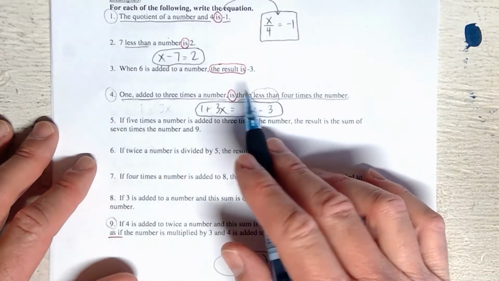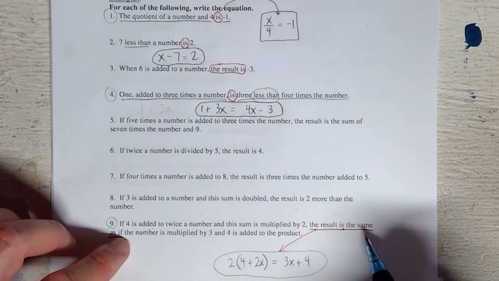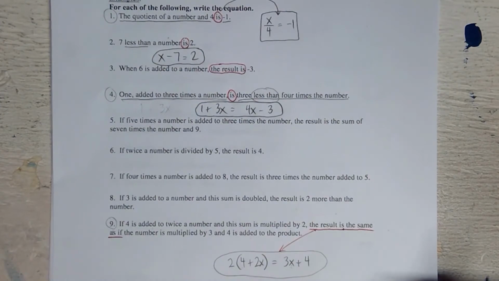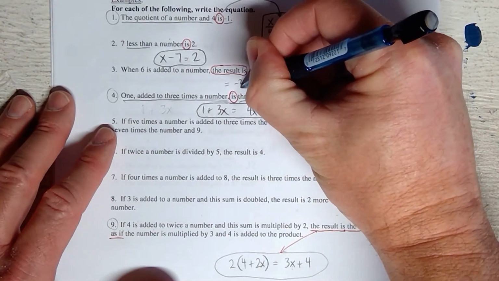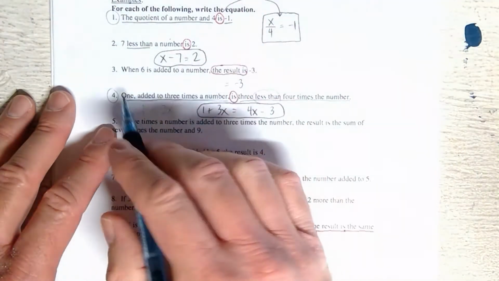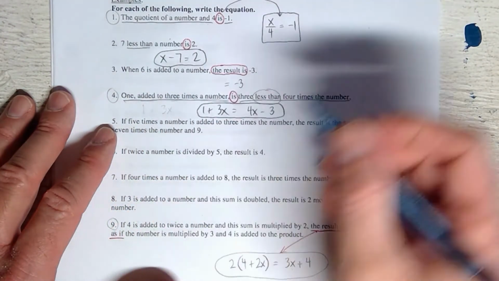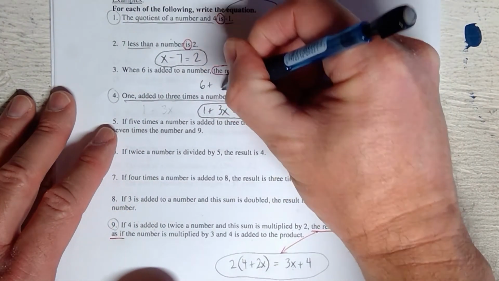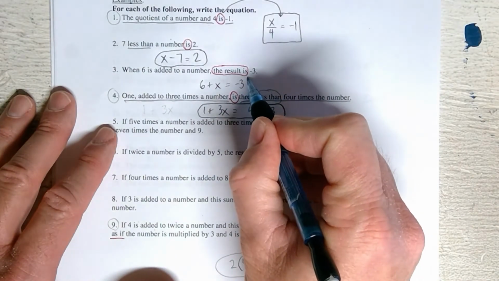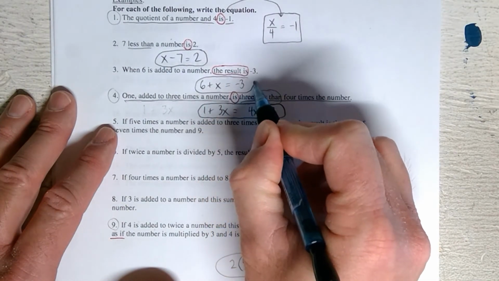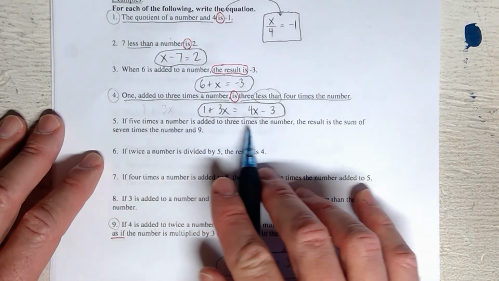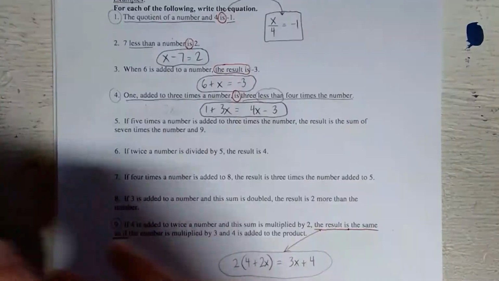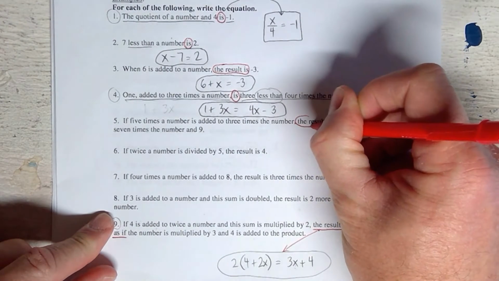So if they say the result is, or the result is the same as, okay, all of those things are just an equal sign, you guys. All right. So we got our equal sign. 3, nothing to convert there. It's just a number. And then 6 is added to a number. That's just like it looks. 6 plus x. And yes, you could also say x plus 6 because it means the same thing. And there you go. Number 5. If 5 times a number is added to 3 times a number, the result is, and there's that phrase again, the result is that must be the equal sign.